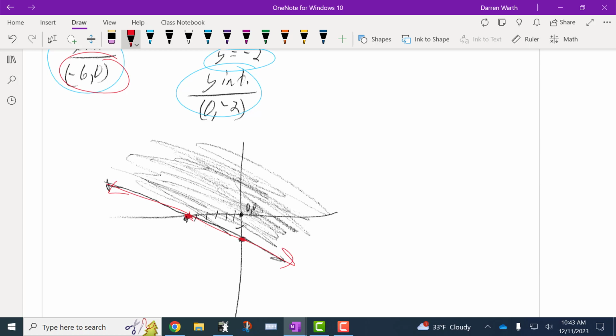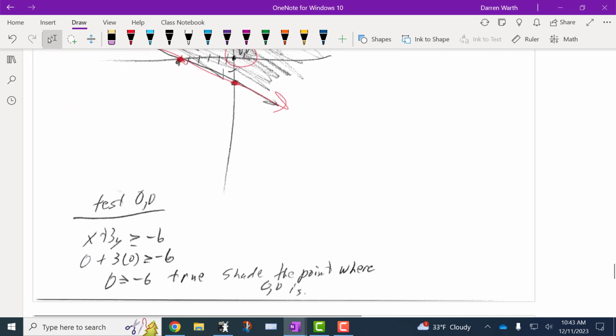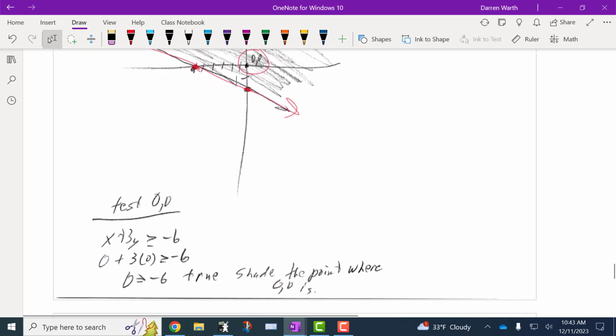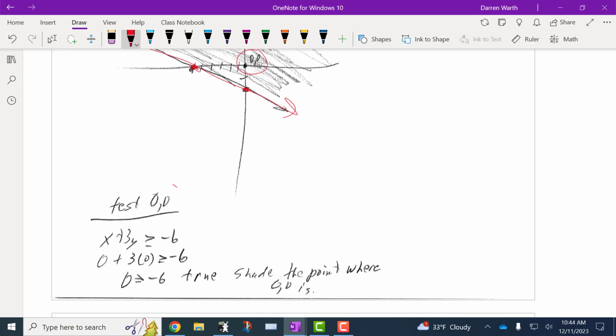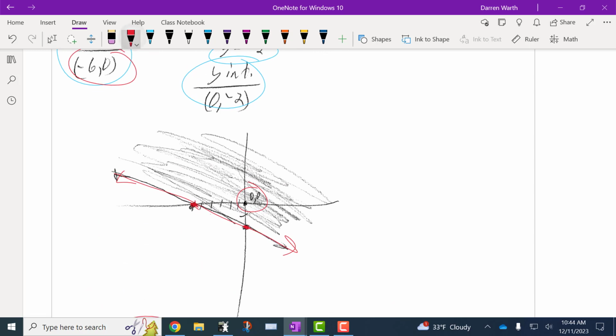I'm going to go ahead and test the point 0, 0. So to test that point 0, 0, I'm going to substitute that in and see if that makes a true or false statement. So below here, I've got it tested right here. Substitute that into the equation. I get 0 plus 3 times 0 is greater than or equal to negative 6. So 0 is greater than or equal to negative 6. That's true. I'm going to shade the place where point 0, 0 is. I'm going to shade in that entire area, and that's going to be my solution to that inequality.